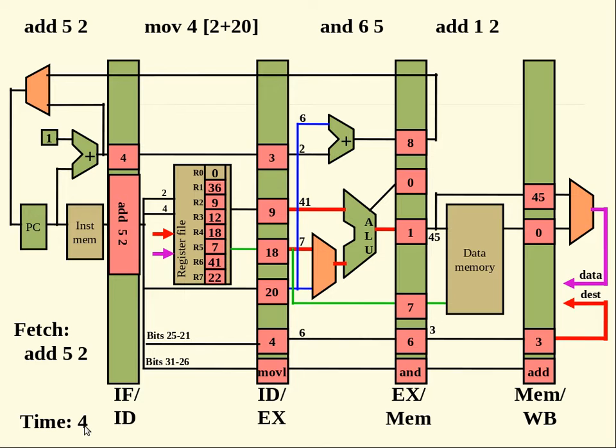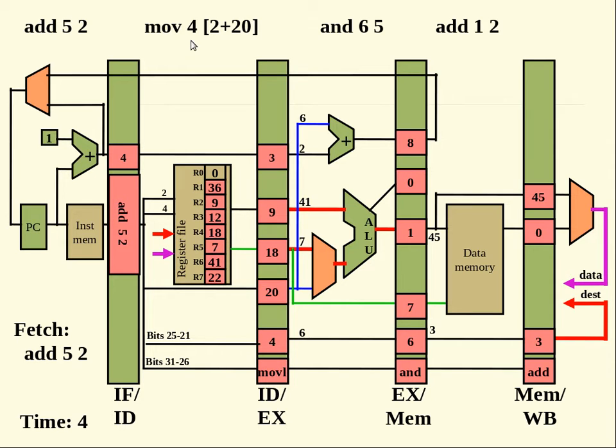Next cycle, so cycle 4, previous was 3, the add, which was in execute, now goes over to memory. In the memory stage, we don't do anything, and that's perfectly fine. We just forward the values over to the next pipeline register. We do nothing with memory. But while the add is doing basically nothing in memory, the AND is using the ALU to do the AND of 41 and 7. We're storing that off here.